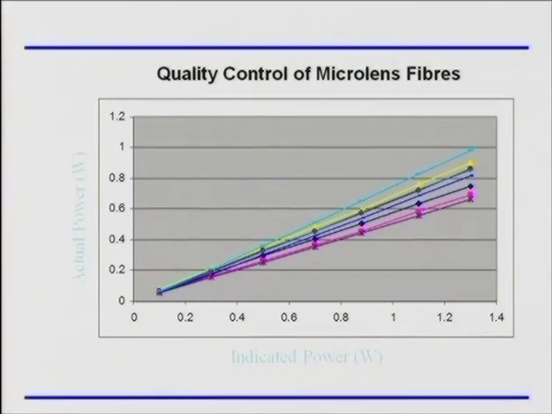And you might say, but doesn't the machine tell me? Well, this is the indicated power on the machine. These are different fibers with micro lenses that we have in use, and this is the actual power that is delivered.